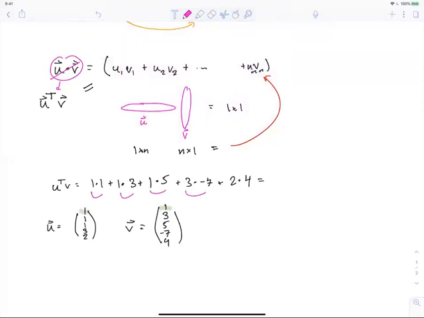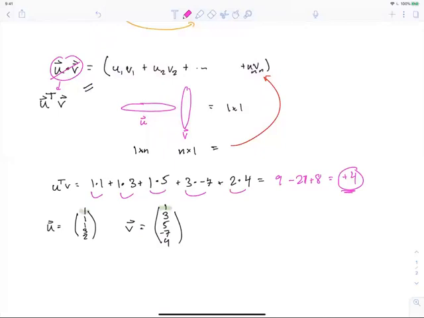minus 21 plus 8. So we get 9 minus 20 minus 21 plus 8. No, we actually get something else. We get plus 4. All right. So we get plus 4 there. So I did it wrong before, but that's plus 4 for that dot product.